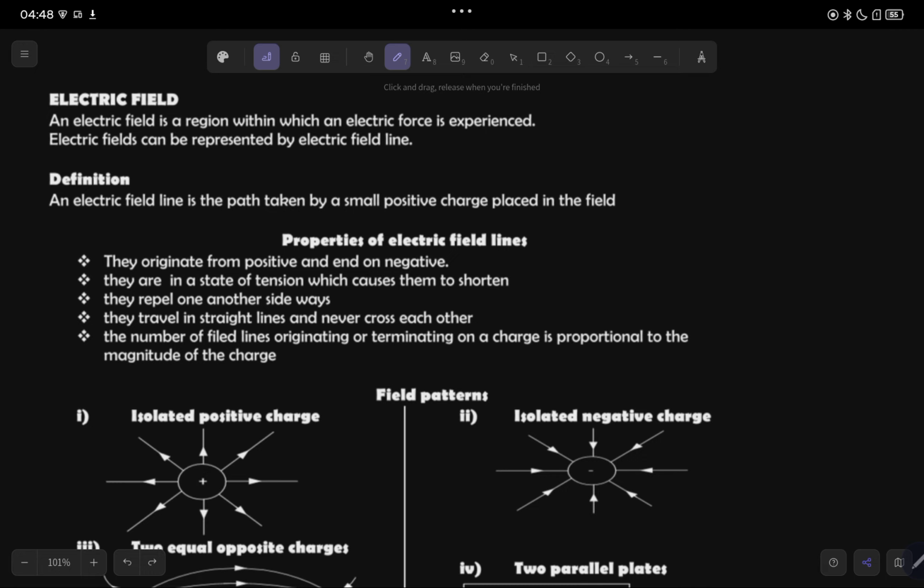Also, that means when you have a large charge, a large magnitude of charge, you expect to have so many electric field lines starting or terminating at it. But if it is a small charge, then we expect to have scanty or few electric field lines that originate from it, or that terminate on it if it is a negative charge.